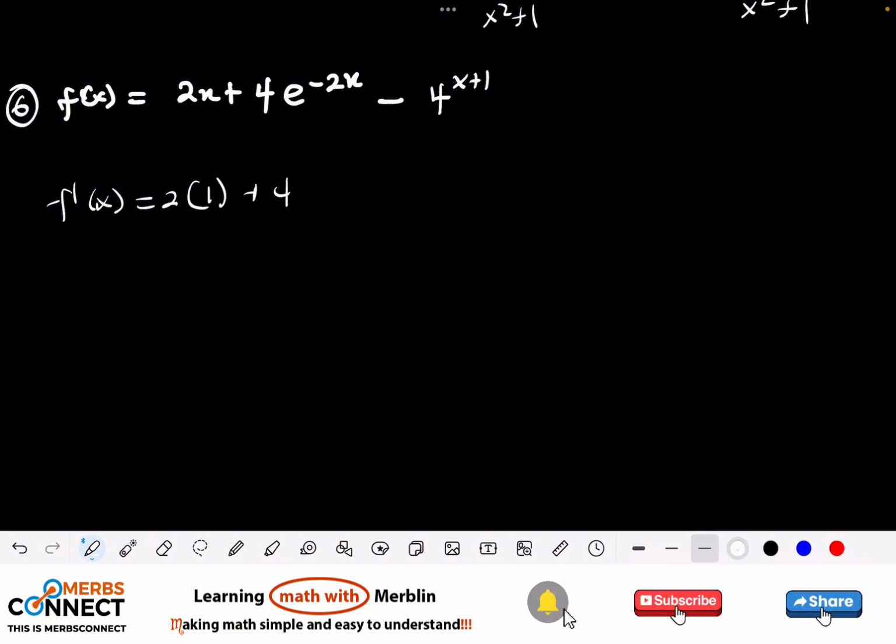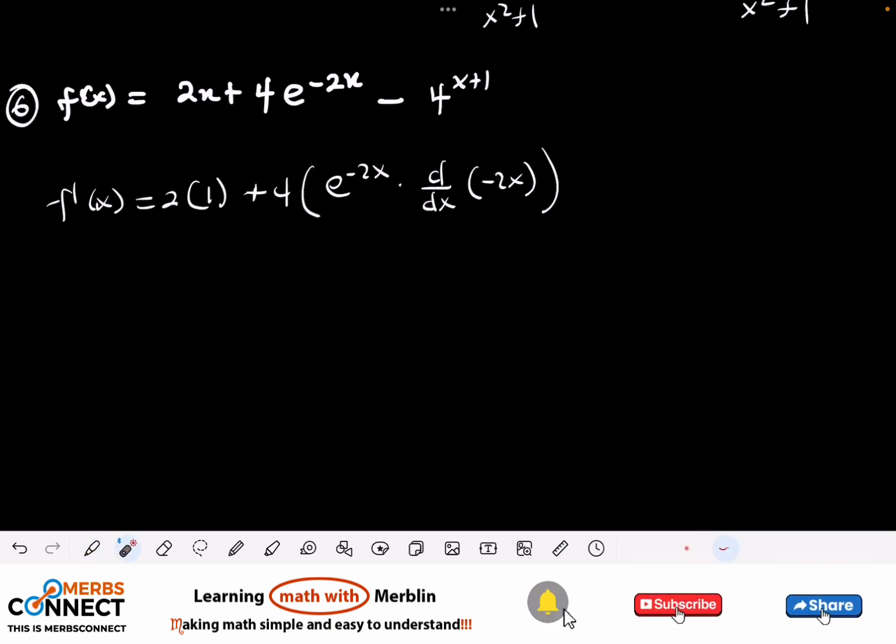Plus 4. So 4 is also multiplying the function that we want to differentiate, because 4 is a constant. So I factor it out. Then I follow the idea of how to differentiate an exponential function. We said maintain the function times the derivative of the power, which is minus 2x. Good. So I maintain the whole function here, then I differentiate the top.